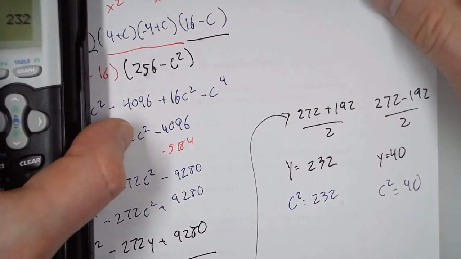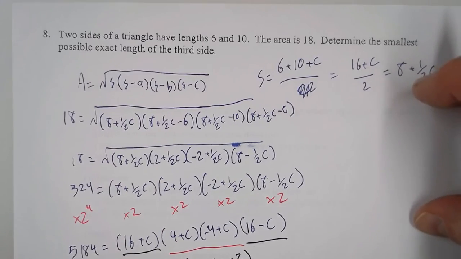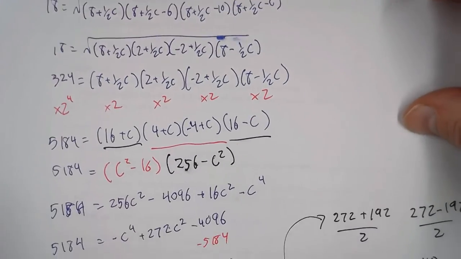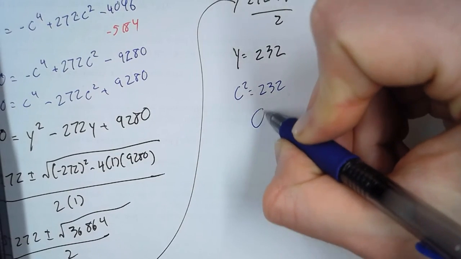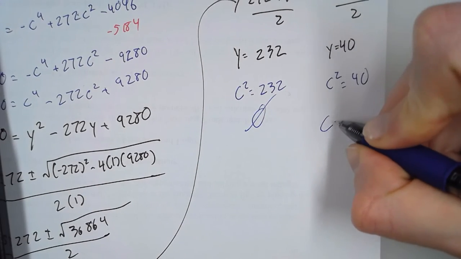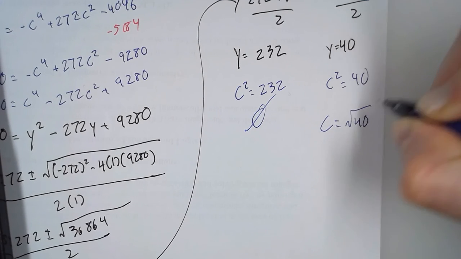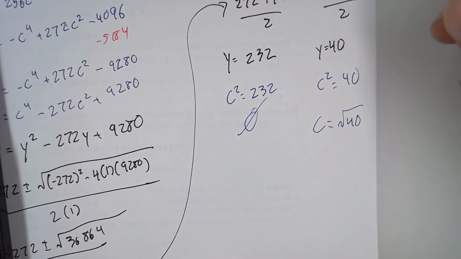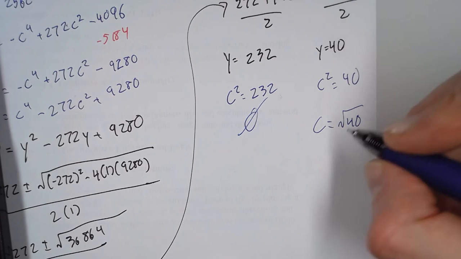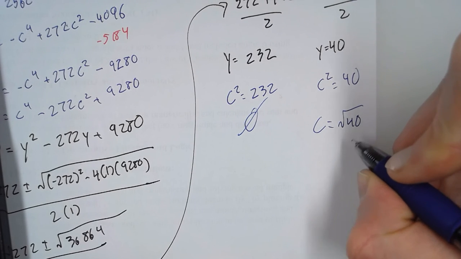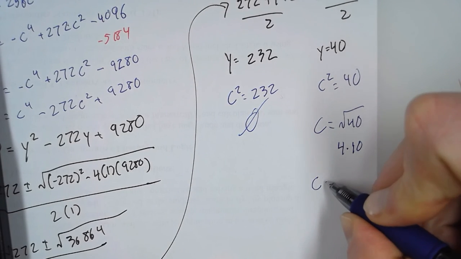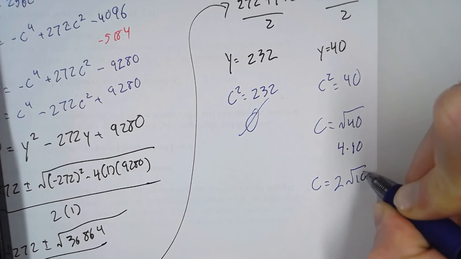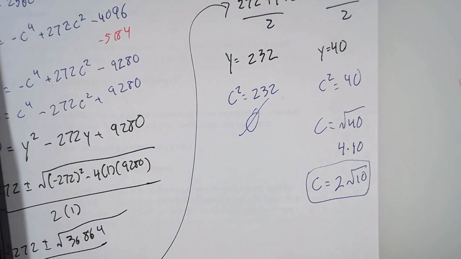Now what we want is the smallest possible length for the third side. So in order for c to be the smallest, 232 is not going to be it. For us, it's going to be the square root of 40. But we need to simplify that just a little bit. We can't take the square root of 40 directly, but 40 breaks down into 4 times 10, and we can take the square root of 4. So that means the smallest possible value that works is 2 square root of 10. And there's our answer, and we're done.